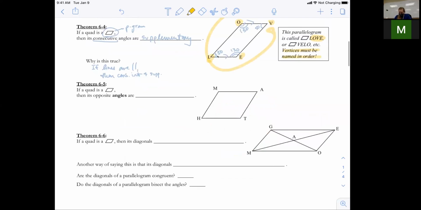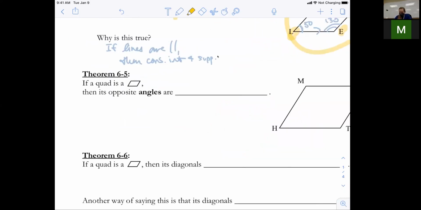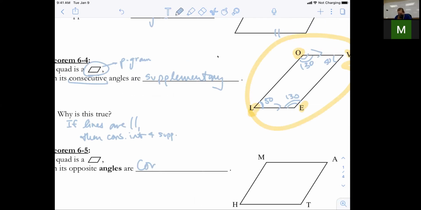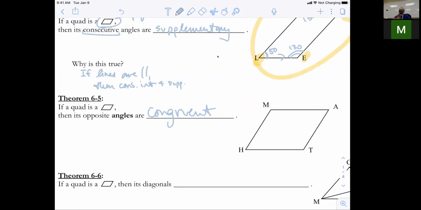This next one is, if a quad is a parallelogram, Colin kind of previewed this, even though he didn't realize it. Opposite angles are going to be congruent. Did you notice when we did our LOVE shape, L and V were both 50 and O and E were both 130? We did that by just doing our supplementary angles, but what happens then is my opposite angles, O and E, are both 130. And L and V are both 50. So opposite angles are congruent. Let's do an example with that.